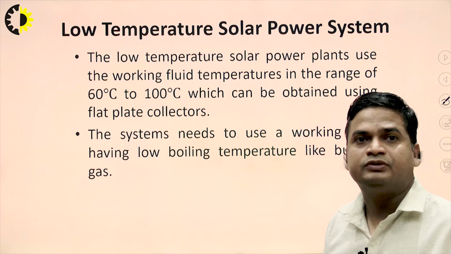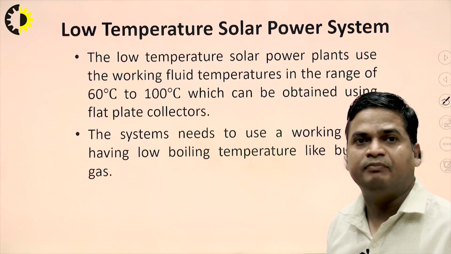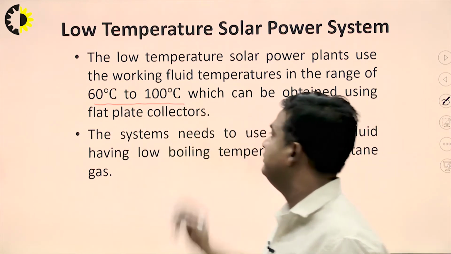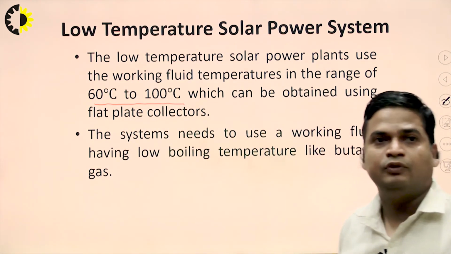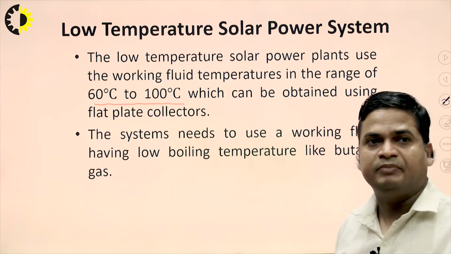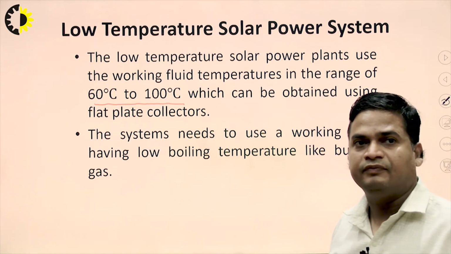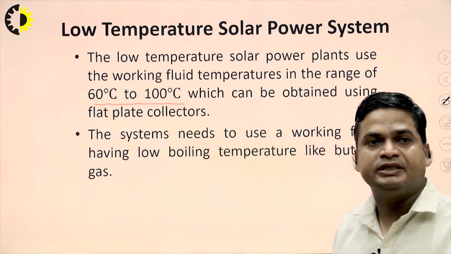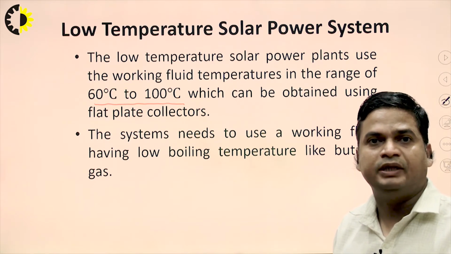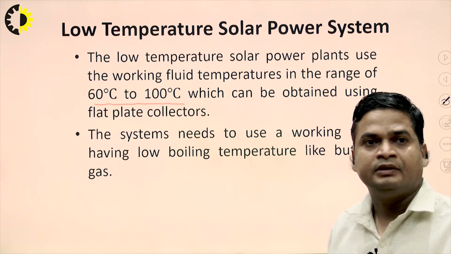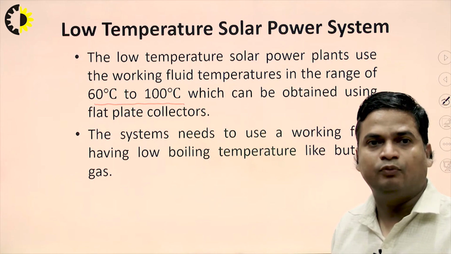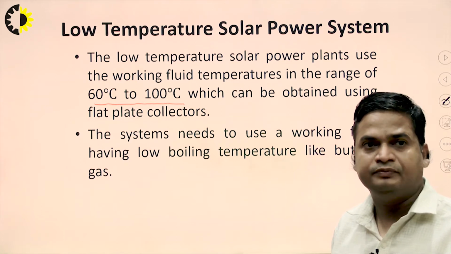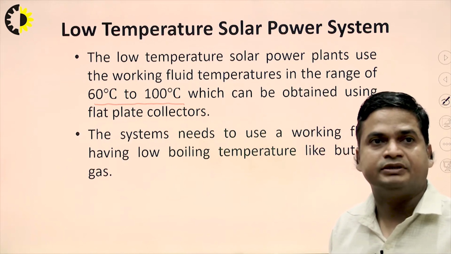The low temperature solar power plants use working fluid temperatures in the range of 60 degrees to 100 degrees Celsius. As I have told earlier, these types of systems depend upon the temperature requirement and the capacity of the plant. So 60 degrees Celsius to 100 degrees Celsius can be obtained using flat plate collectors. The system needs to use a working fluid having a low boiling temperature, like butane gas. So in this we are using butane gas as a working fluid to run this type of system.